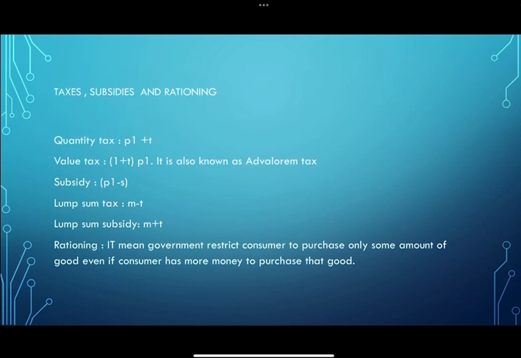Then in case of tax, your income will reduce. In case of subsidy, your income will increase. According to that, the budget line will change. The next topic is rationing. What is meant by rationing?